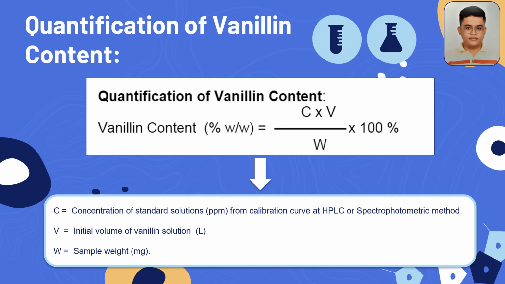Lastly is the quantification of vanillin content. Vanillin content percent W per W is equal to C multiplied by V and divided by W, then multiplied again by 100%. C is the concentration of standard solutions in ppm from the calibration curve at HPLC or spectrophotometric method. V is the initial volume of vanillin solution in liters, and W is the sample weight in milligrams.